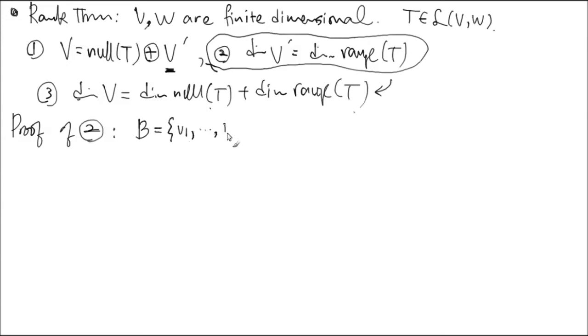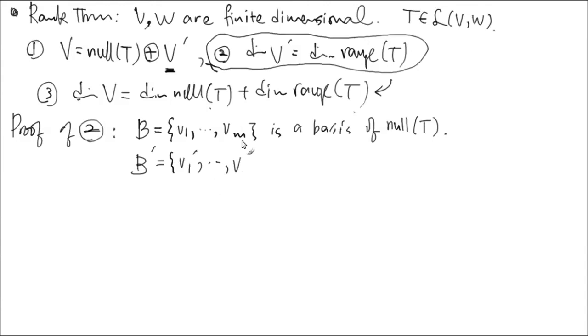B is v1 through vm, a basis of null space of T, and B prime is v1 prime through vl prime, a basis of V prime. That's all I want. Okay, so is that all right? V is decomposed as a direct sum of null space and V prime, and I wrote down the basis of a null space and wrote down the basis of V prime, the complementary part.